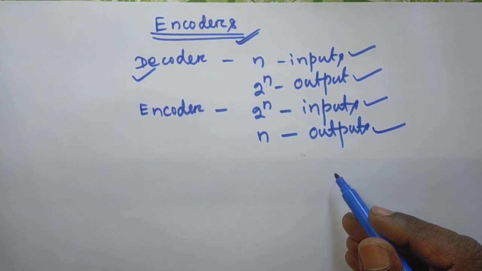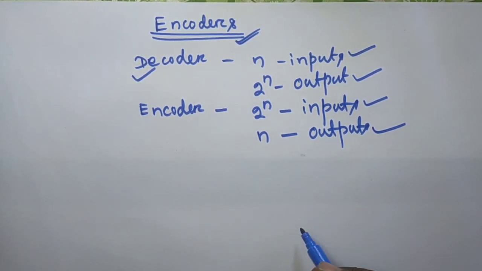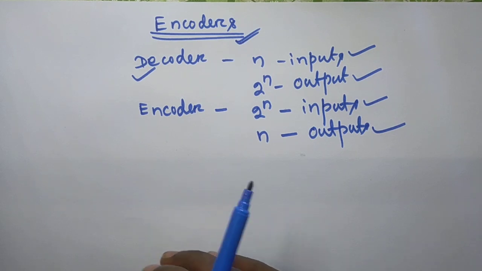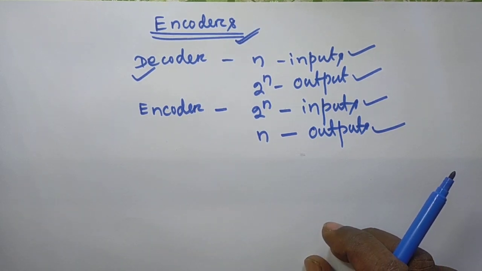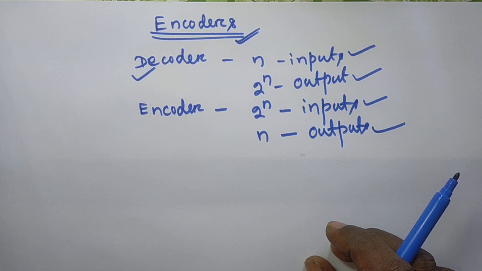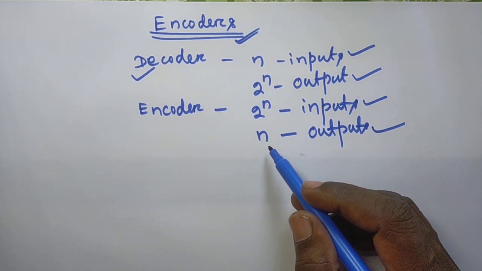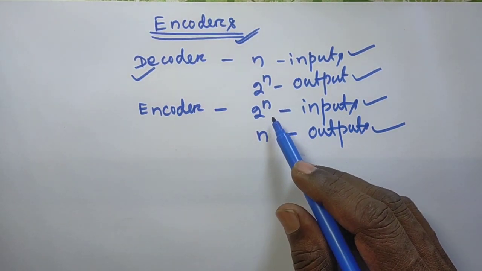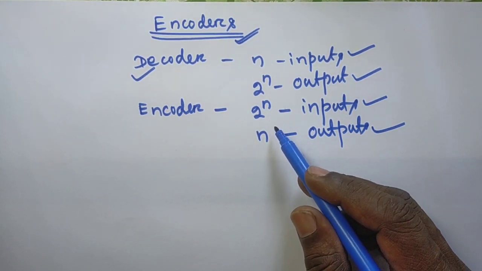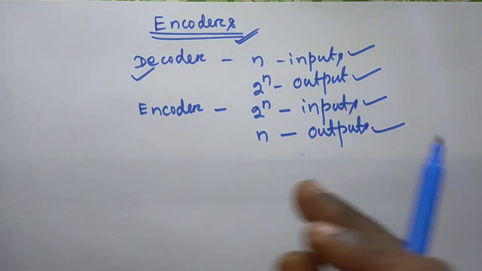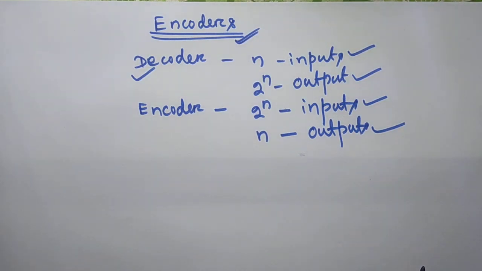This is the conversion of information from input to output. This is the basic concept. Similarly, whenever we design the output lines, they generate the binary code corresponding to the input value. Here the output is n outputs, but it depends on the 2 to the power n inputs. For that reason, the design is also defined accordingly.